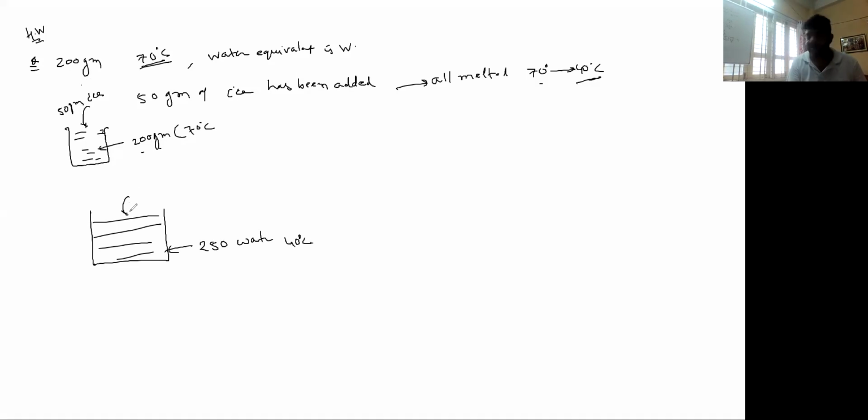Now what we did is, we added 80 gram of ice again. 80 gram of ice has been added and has all melted. The temperature of the whole becomes 10 degrees centigrade. Neglecting heat loss by the surrounding, there is no heat loss.